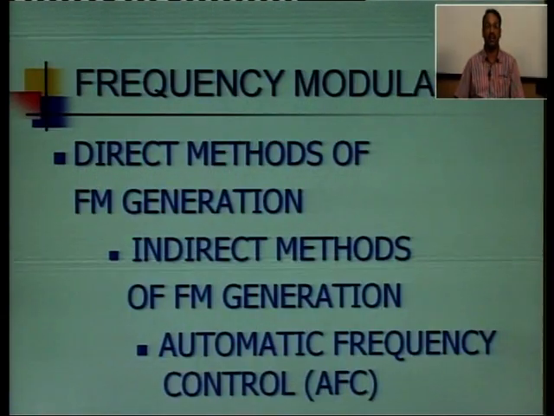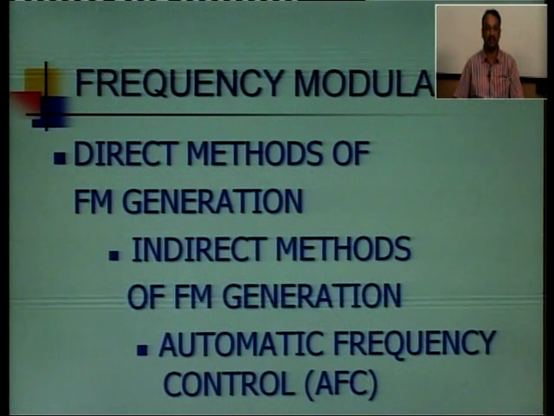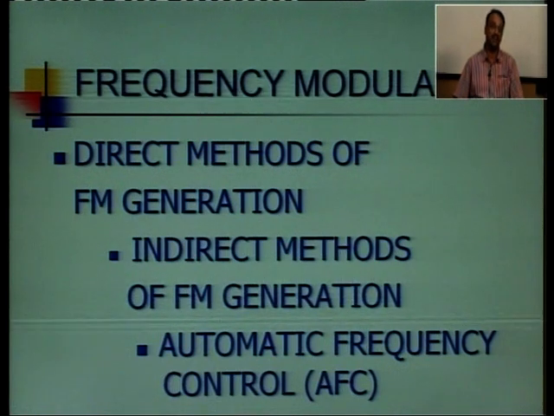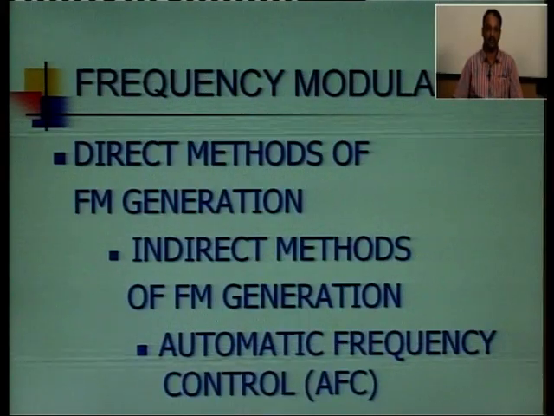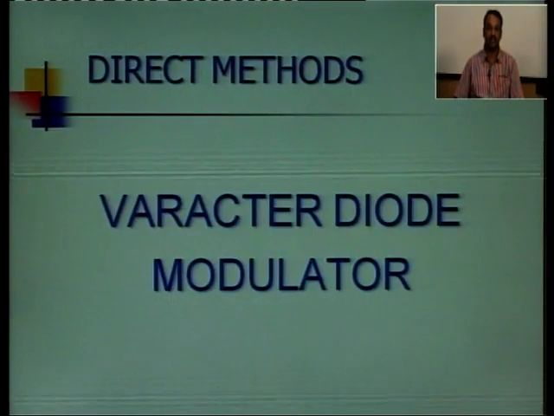So, accordingly, frequency modulators are of two types. First are direct methods of FM generation and then indirect methods of FM generation. First of all, direct methods. In direct methods, the first method is the varactor diode modulator.